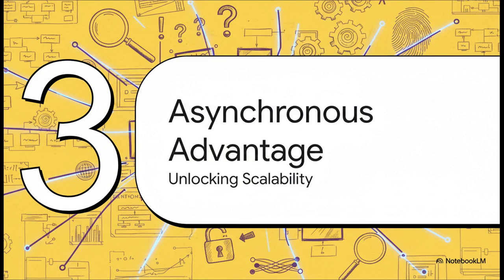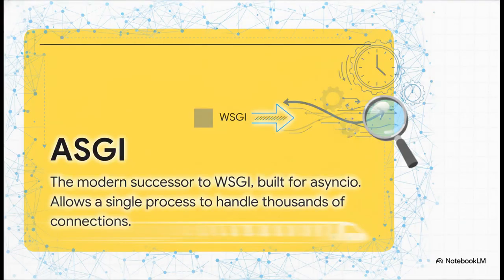So, we've identified the problem, we've found the culprit, now it's time for the breakthrough. This is what changes the game completely. This is how we solve the case. And here it is. The key insight is a new standard called ASGI, the Asynchronous Server Gateway Interface. Think of it as the modern async successor to WSGI. It's built from the ground up for tools like Python's asyncio.